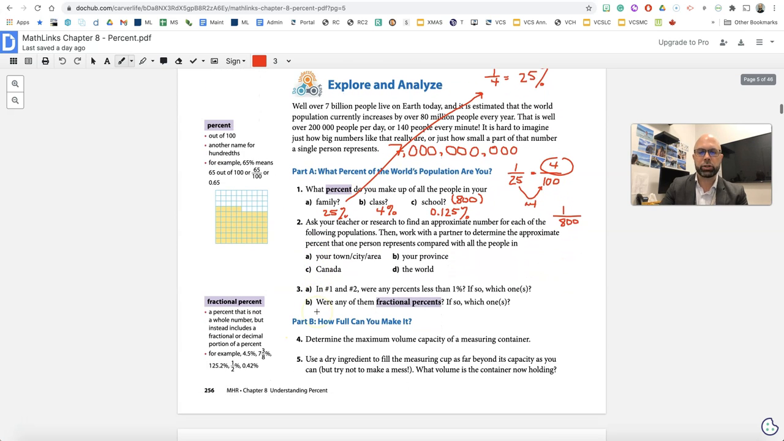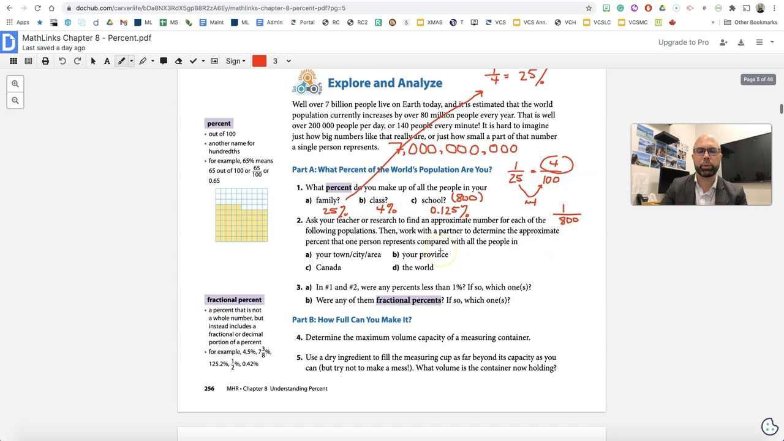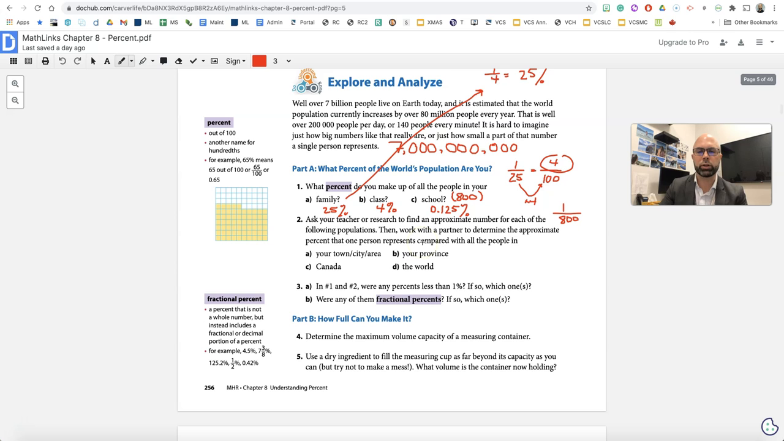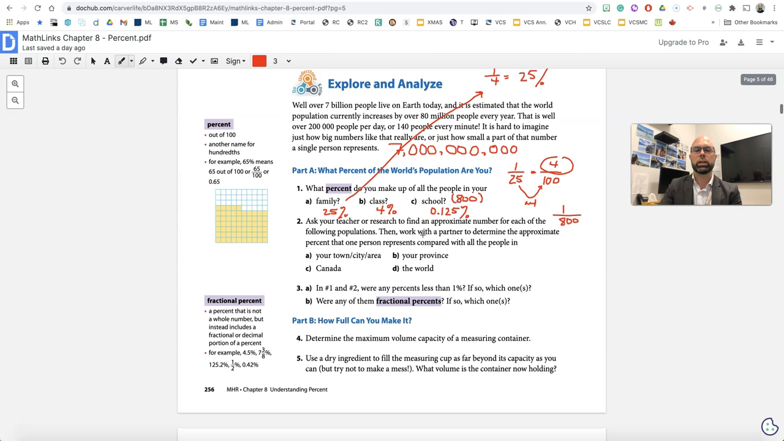Number 2 says, ask your teacher or research to find an approximate number for each of the following populations, then work with a partner to determine the approximate percent that one person represents compared with all the people in A, your town, city, or area. So let's start there. What percent would that represent?